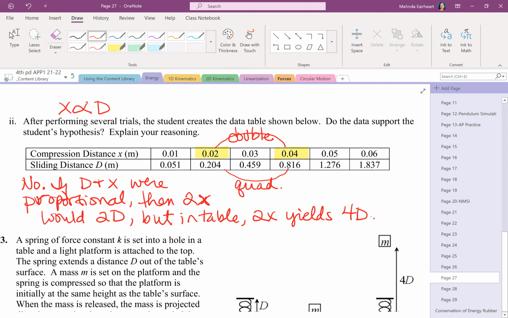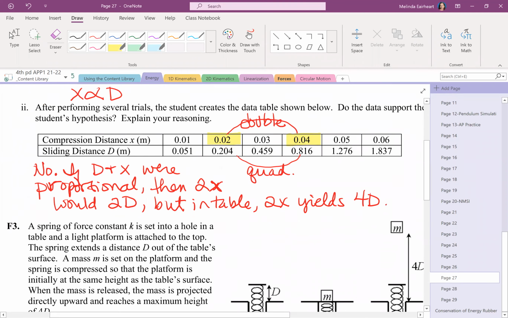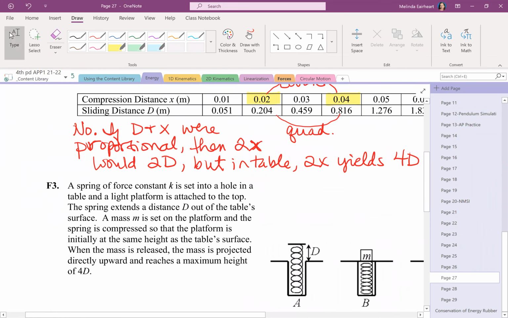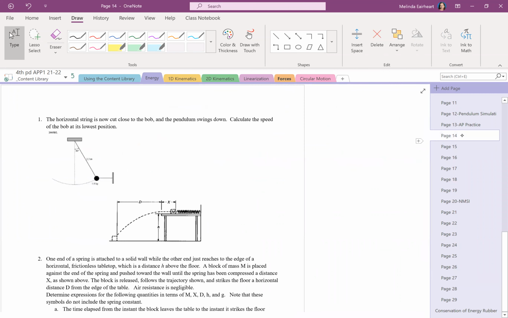Make sense? And again, not all of your May exam lab-based questions are going to be, is the student right or wrong? It's not always going to be write out a procedure. Maybe they give you data and have you linearize or have you do something with it, okay? Questions on F2. We'll do F3 next class.